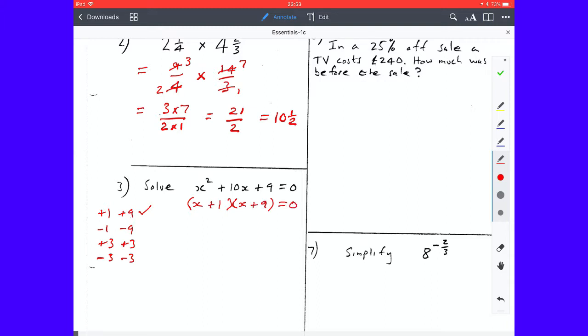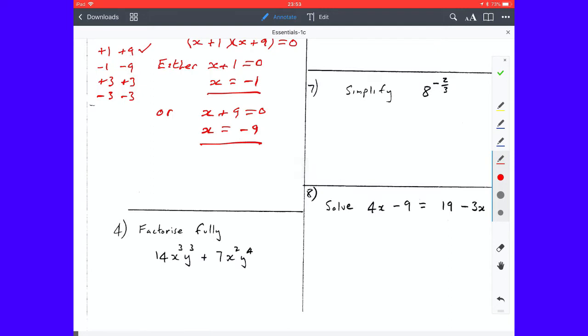Now, if two brackets multiply to 0, one of the brackets must be 0. So either x plus 1 equals 0, in which case x equals minus 1 when I take it to the other side, or the other bracket is 0, x plus 9 equals 0, which means x is equal to minus 9 when I take it to the other side. So the two roots of that equation are x equals minus 1 and x equals minus 9.